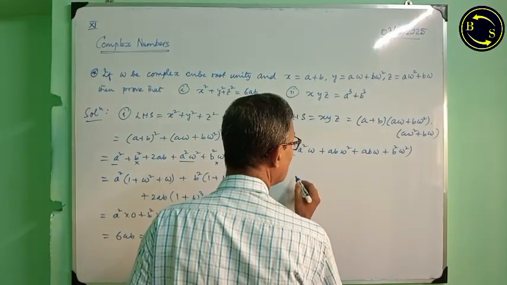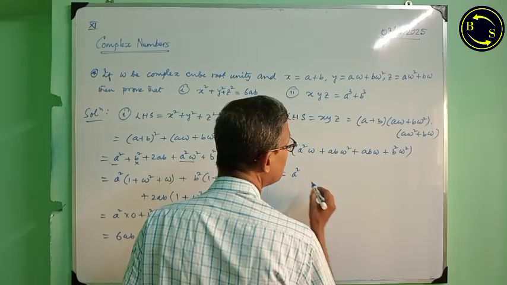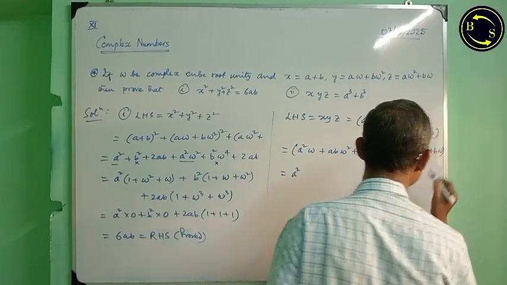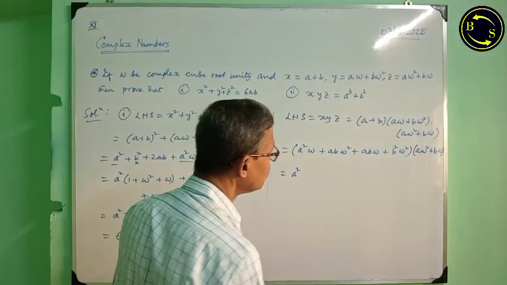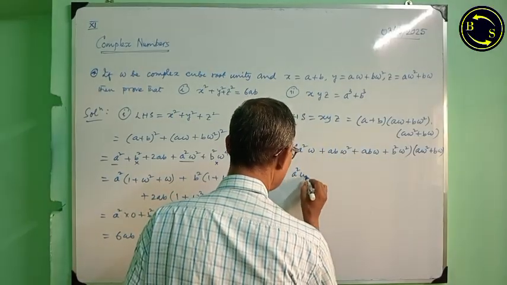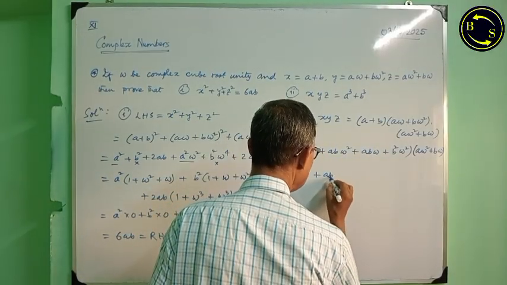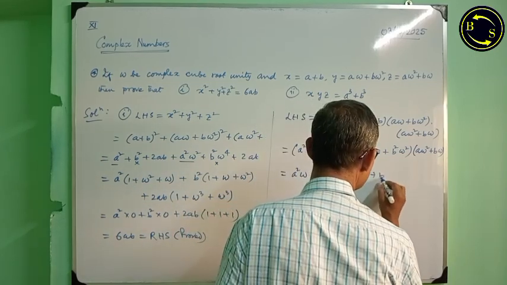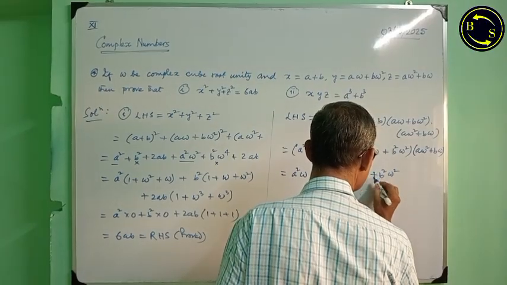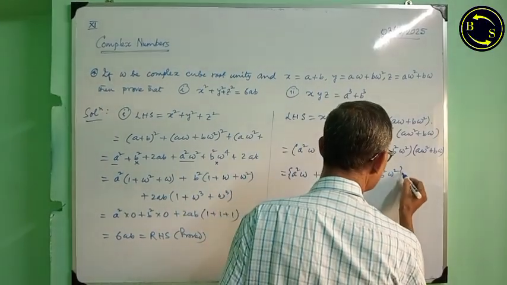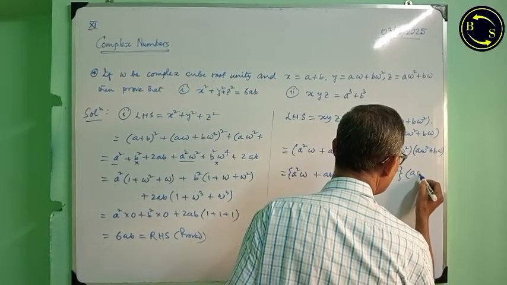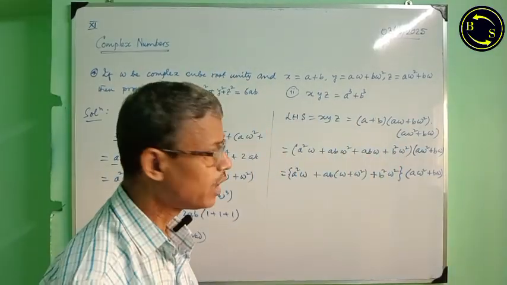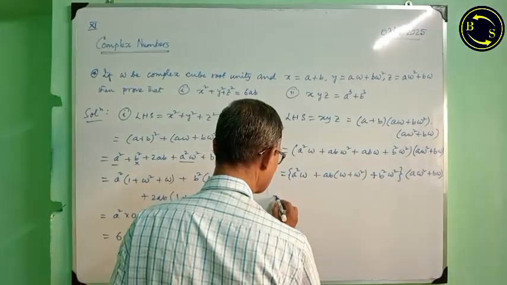Then a square omega plus ab omega plus omega square plus b square omega square, the whole to be multiplied with a omega square plus b omega. Again I apply the distributive law of multiplication.